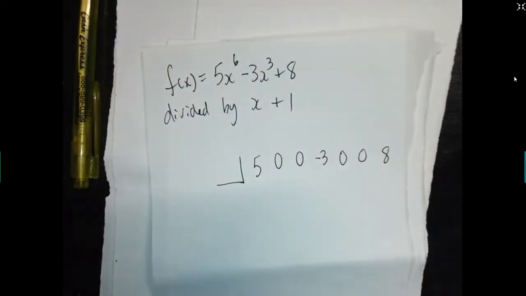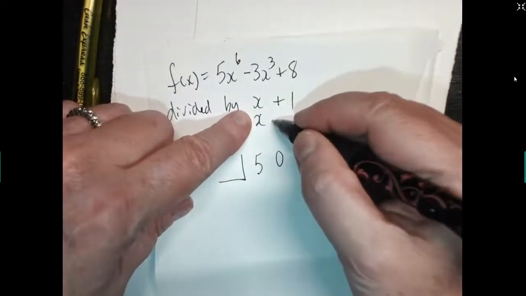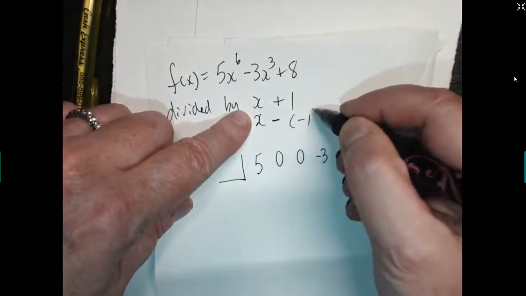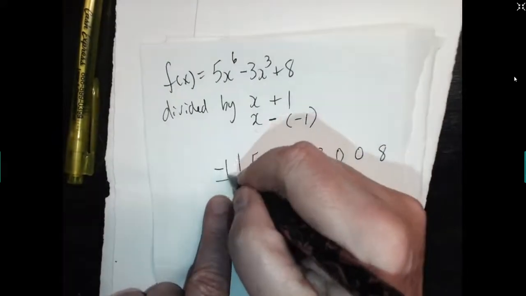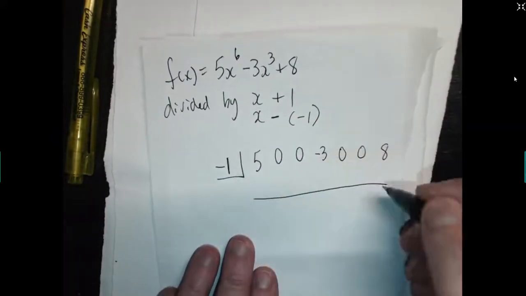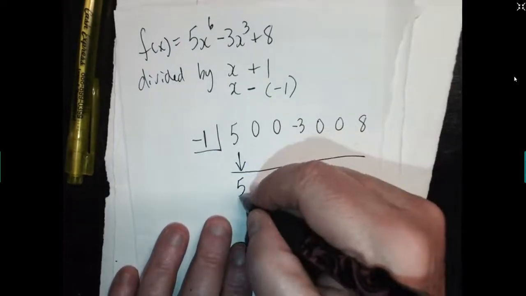Now, what goes in the box? It has to be x minus the number in the box. So we don't put 1 in the box. We have to rewrite this. That's the same as x minus negative 1, because it's x minus the number in the box. So I've got to put negative 1 in the box. So when I have that done, I should be okay to go.